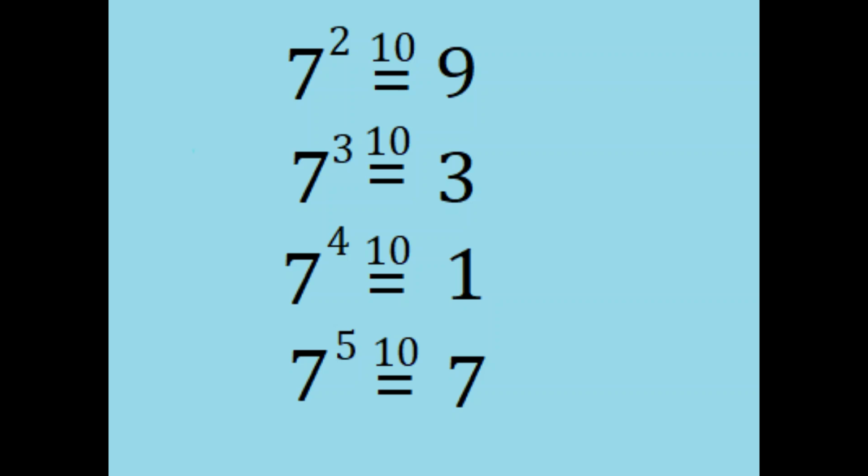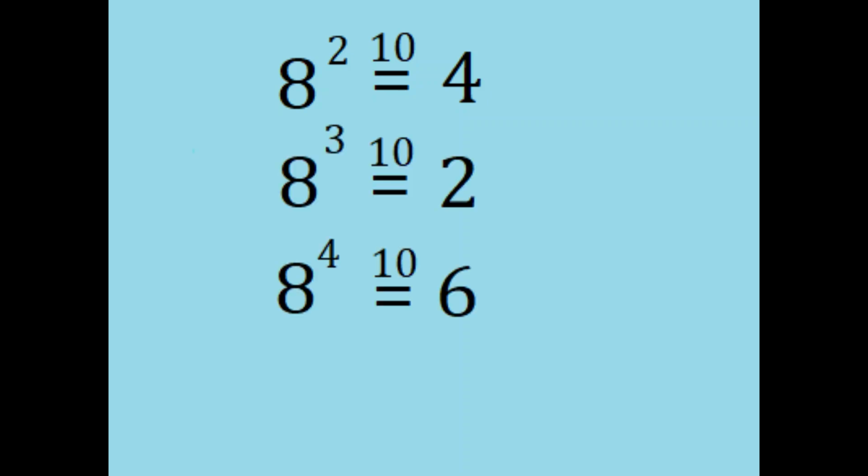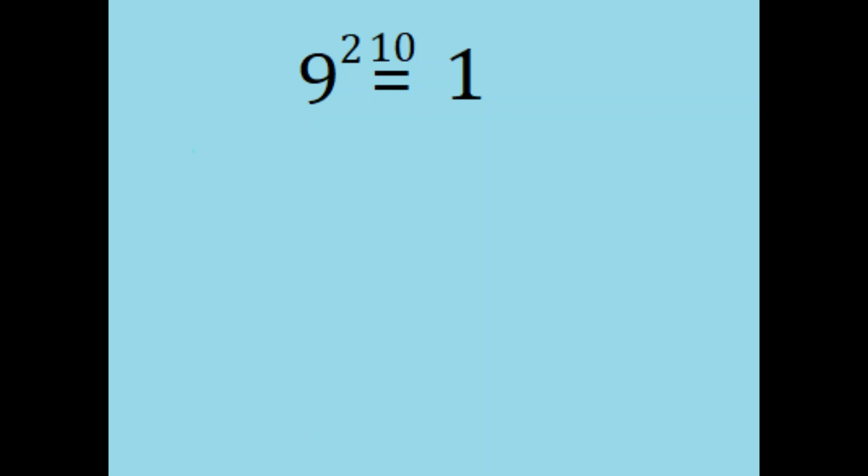Well, what about 8 and 9? Well, 8 goes 4, 2, 6, and then 8. So it's a fifth order. It's similar to 2. The third order, the cube, is different, but otherwise they're the same. And 9? 1 and 9. Now that's really interesting, because it just alternates between 1 and 9, 1 and 9.